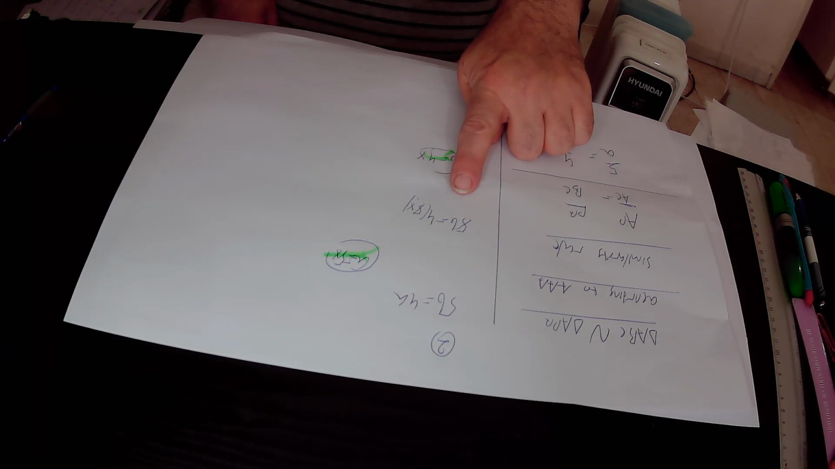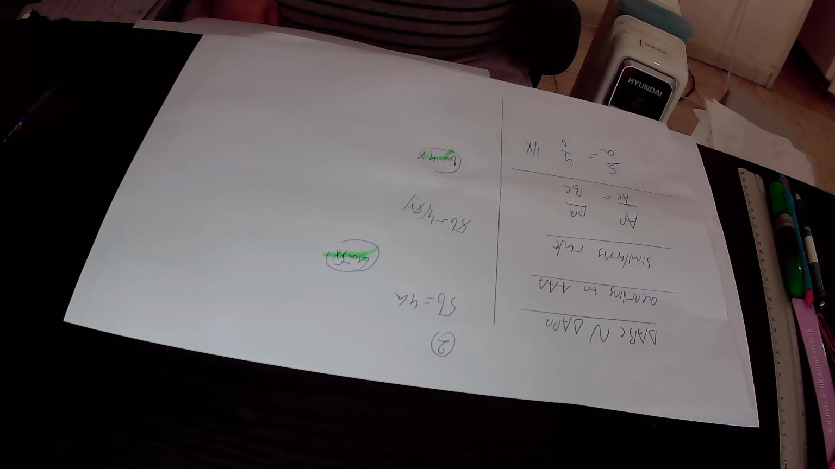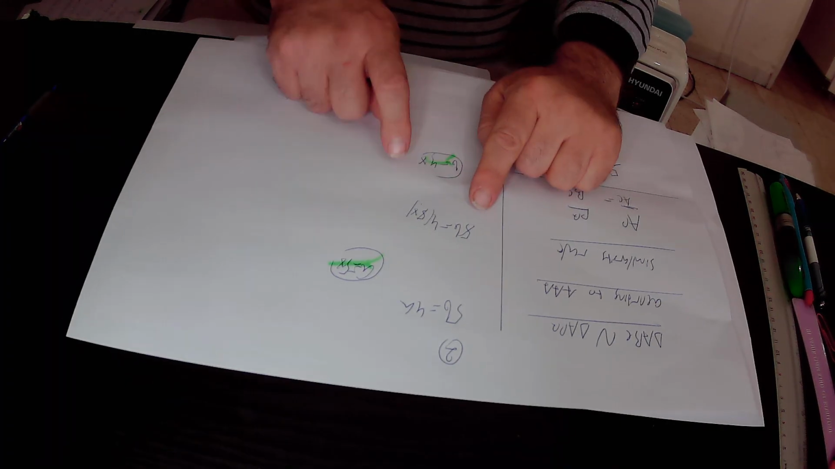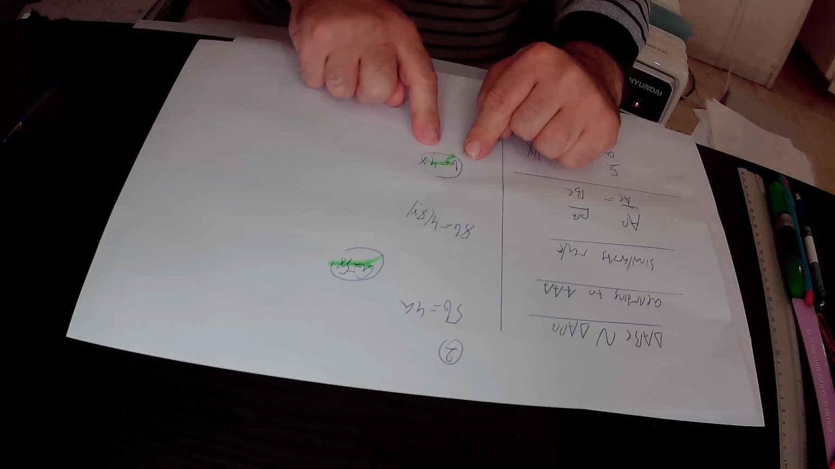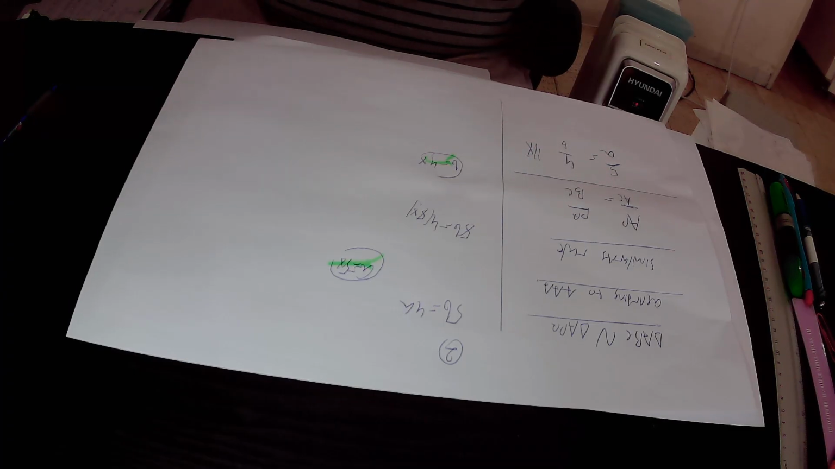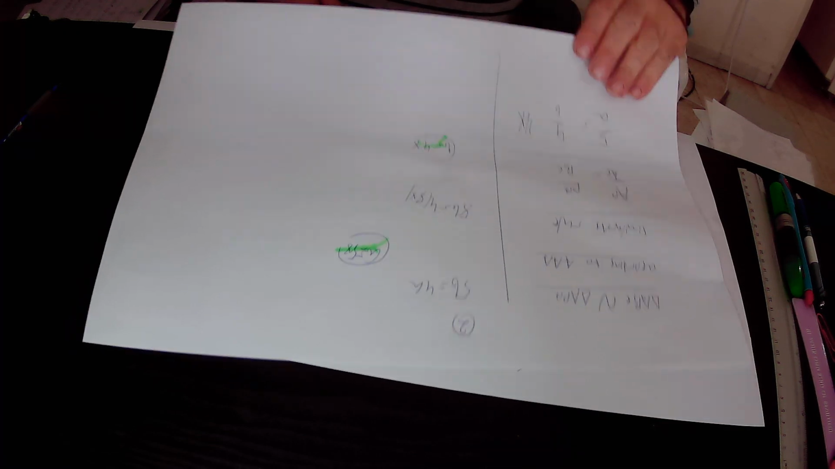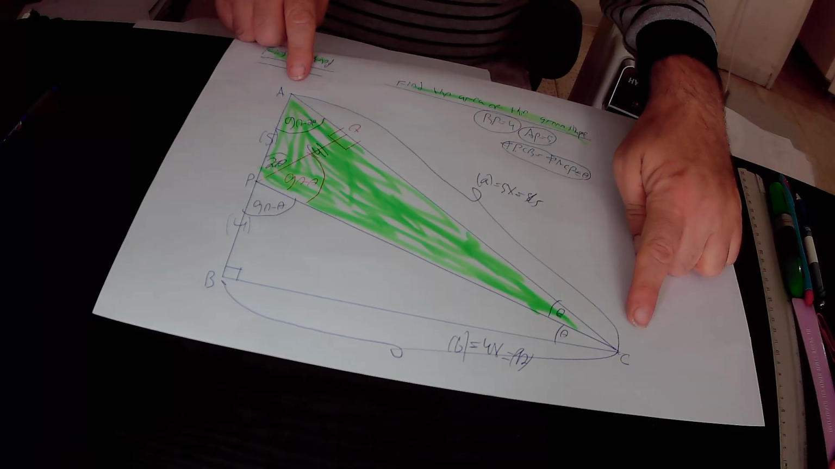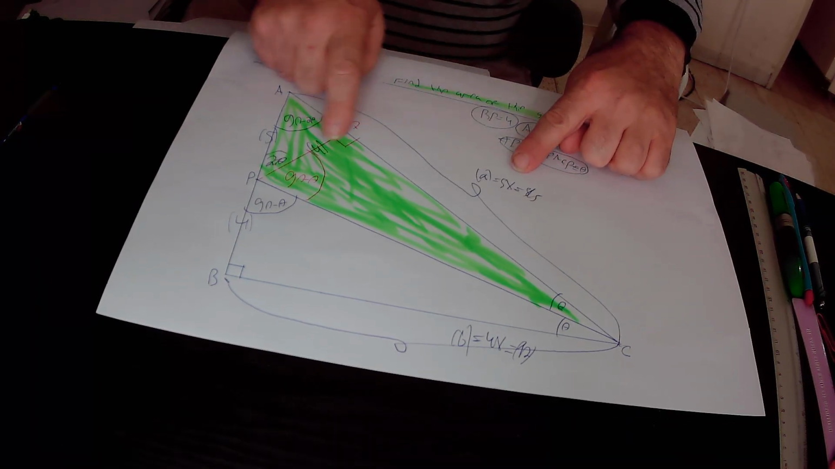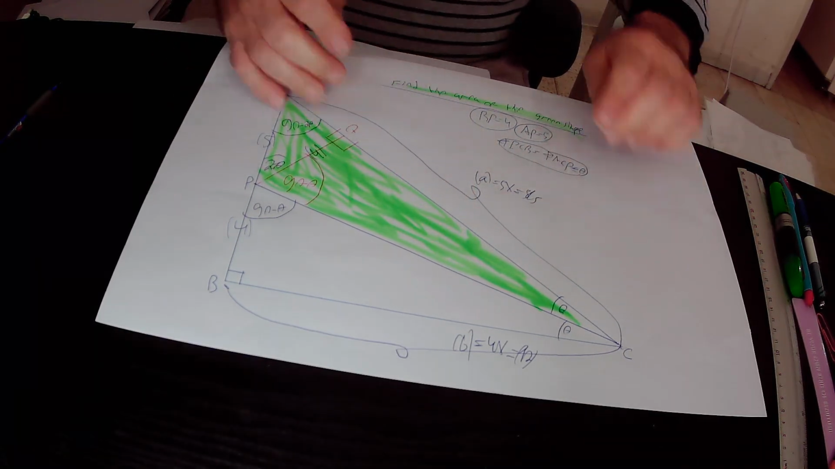So 5b equals 4 times 5x. We have 5 on both sides of this equation, so the 5 is cancelled. After cancelling 5, we are left with b equals 4x. So in total, we find that if a equals 5x, then b must be equal to 4x.